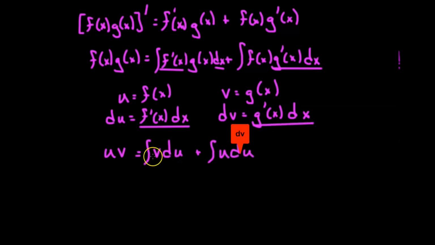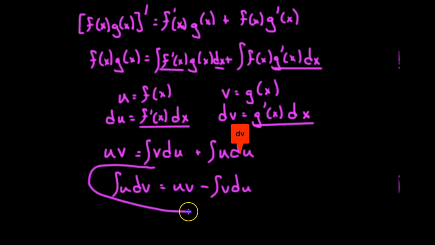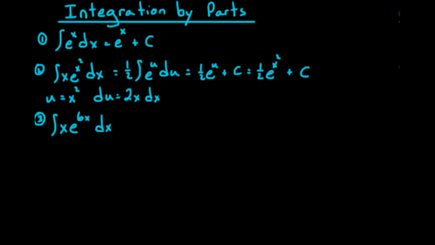And if I simply rearrange this equation a bit, we're going to get the integral of u dv is going to equal uv minus the integral of v du. This is the equation we use to integrate something by parts. So let's go back to the example that we were doing, and I will rewrite that equation here. Integral of u dv equals uv minus the integral of v du.